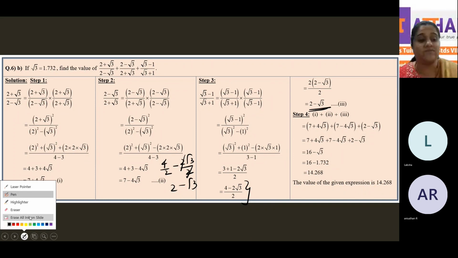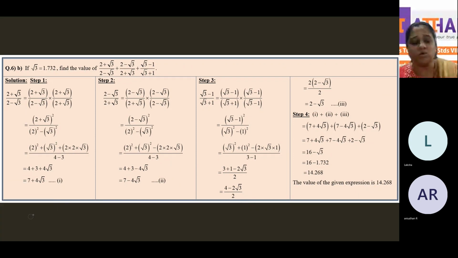Or what I have done here. What have I done here? I've taken out 2 common in the numerator. I've taken 2 common in the numerator, 2 into 4 and 2 root 3.